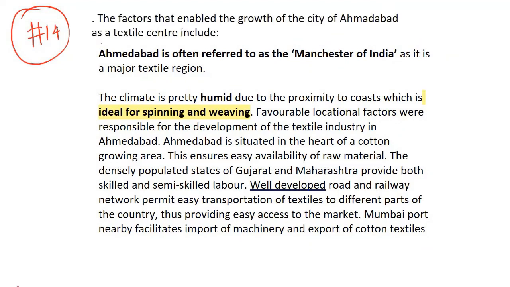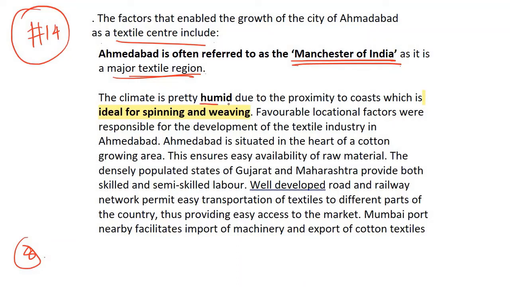Next, the factors that enabled the growth of the city of Ahmedabad as a textile center. So this is basic. This is an excerpt from NCERT again, from class 8 NCERT, things that we tend to ignore. Ahmedabad is often referred to as the Manchester of India, as it is a major textile region. What are the things that have favored the growth of Ahmedabad as a textile center?